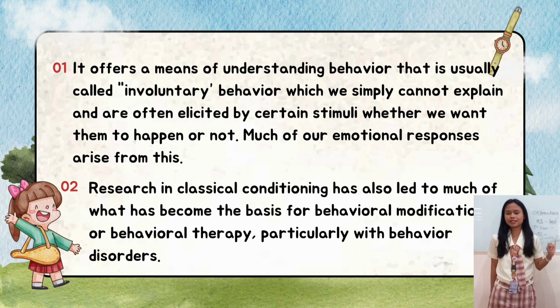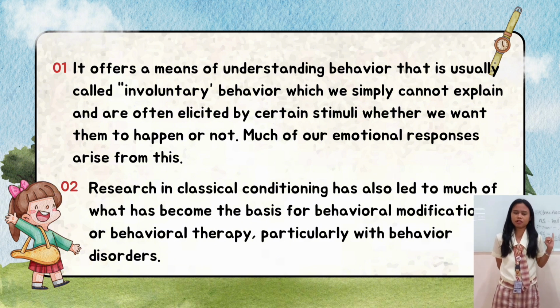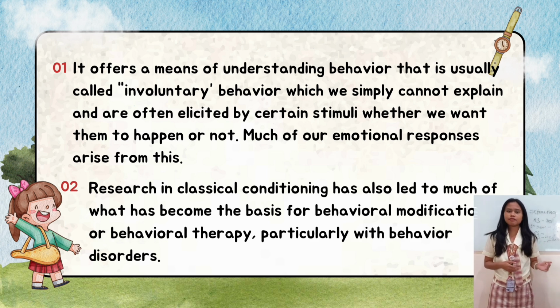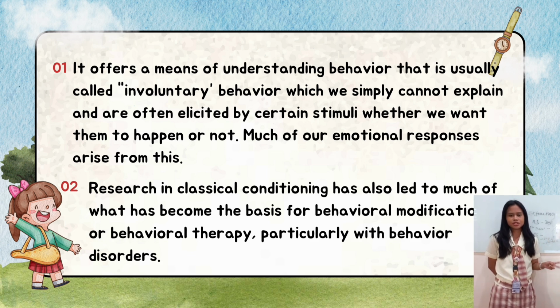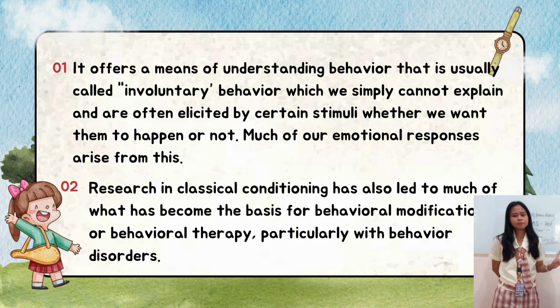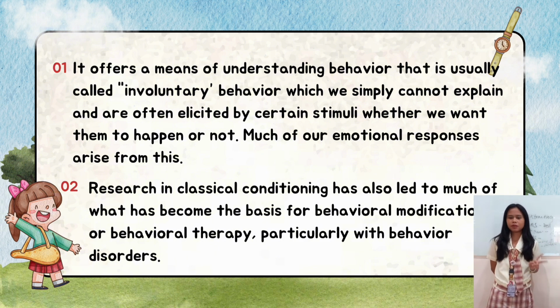An example of classical conditioning that occurs outside the laboratory is that it offers a means of understanding behavior that is usually called involuntary behavior. An example of involuntary behavior is when you react to a certain situation that involves our emotional responses, even though we don't want them to happen or we want them to happen. So next, the research in classical conditioning has also led to much of what has become the basis for behavioral modification or behavioral therapy, particularly with behavior disorders.